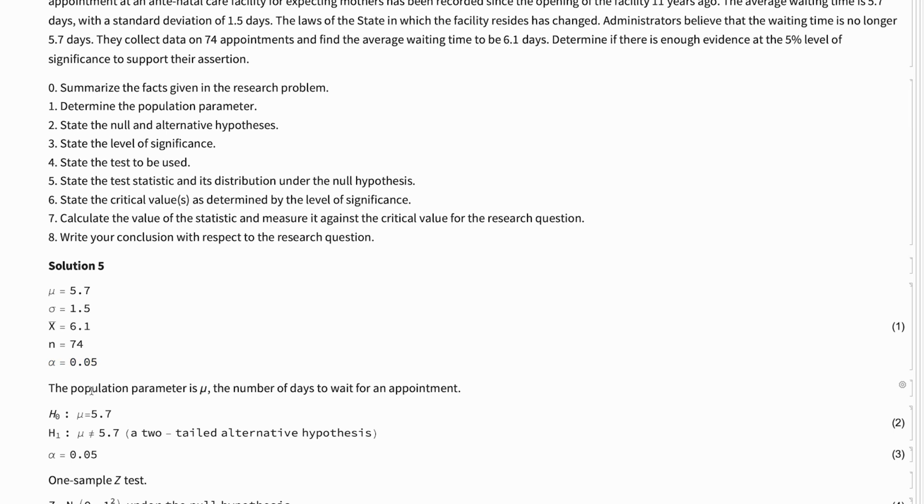What is the population parameter that we are considering here? The population parameter is mu, the number of days to wait for an appointment. The population mean number of days to wait for an appointment, the population value.